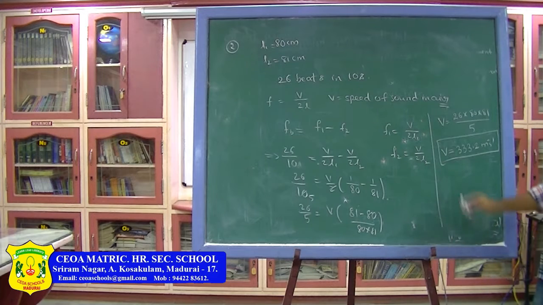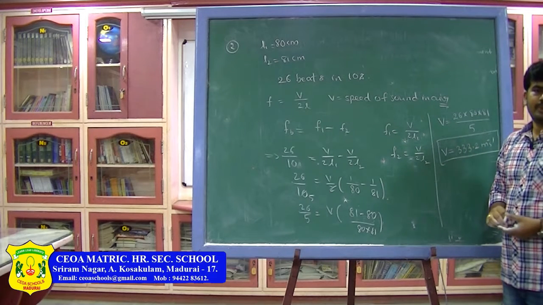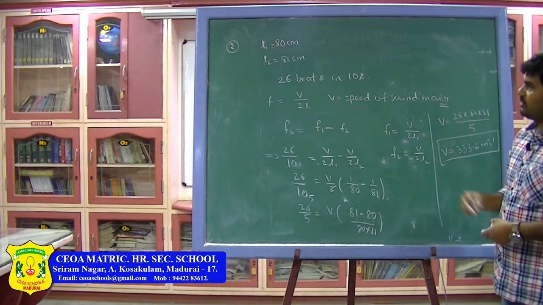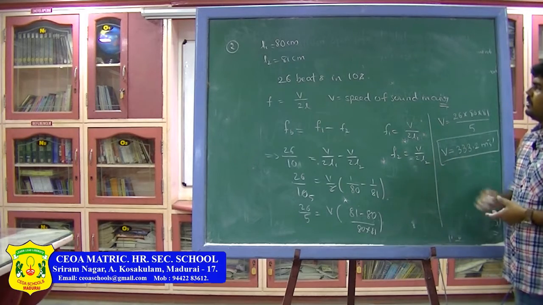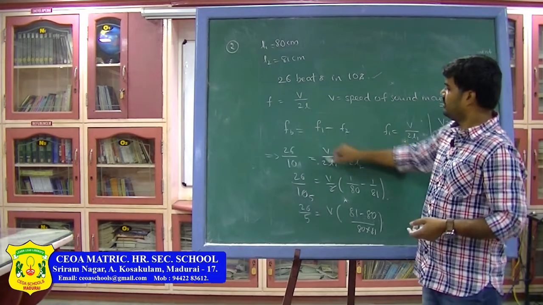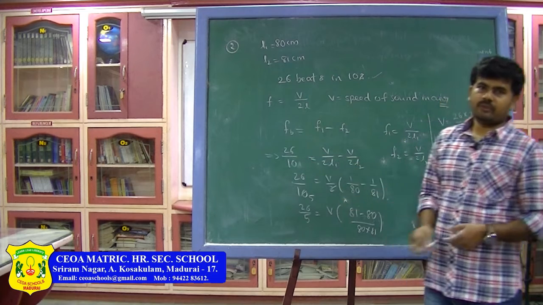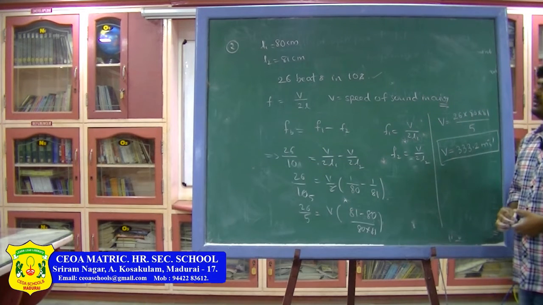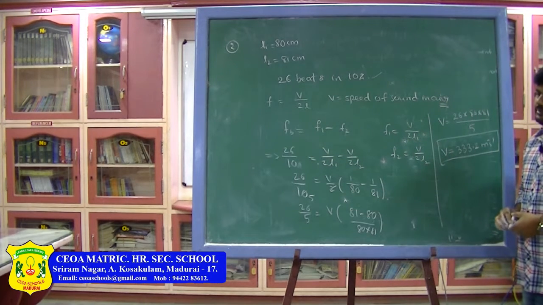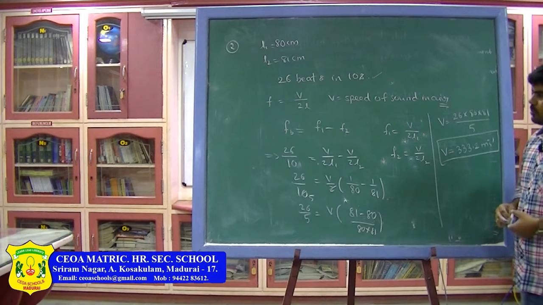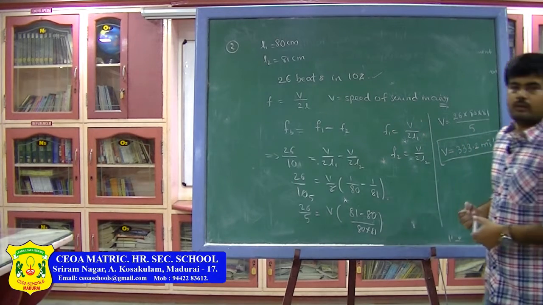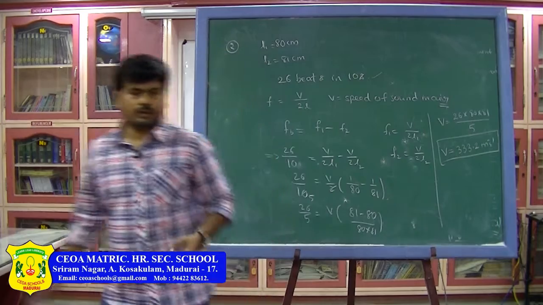So, that is the method of calculating speed of sound when 2 open organ pipes are producing beats. Remember, beats are given, using beats calculating the speed of sound. So, this is one method related to open organ pipe. Now, let us discuss one more problem based on the open and closed organ pipe.